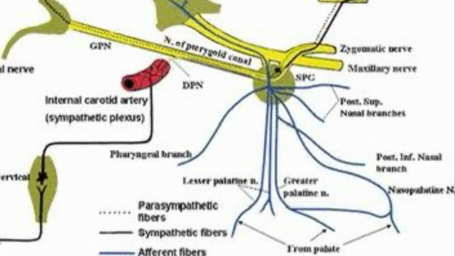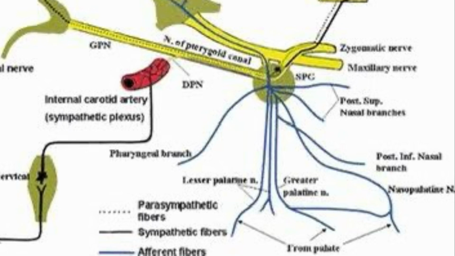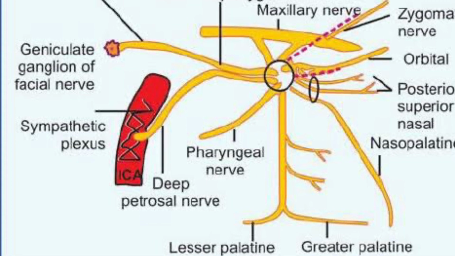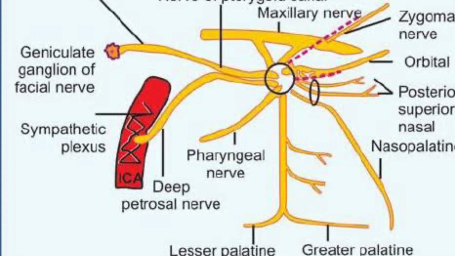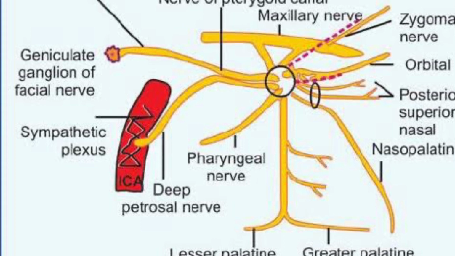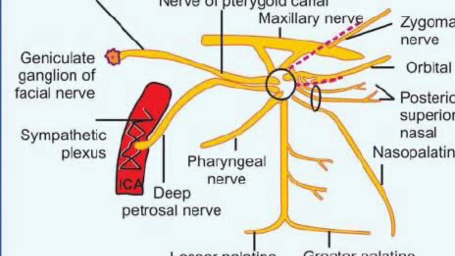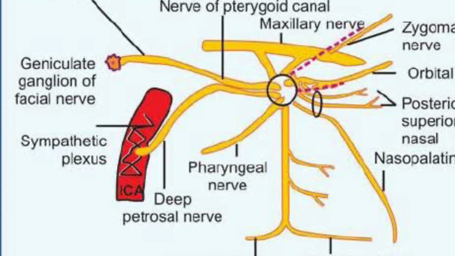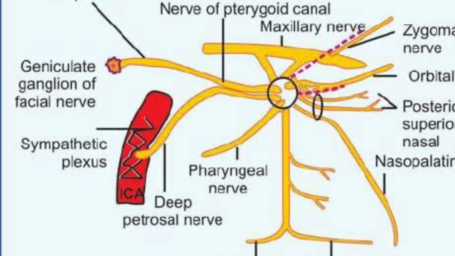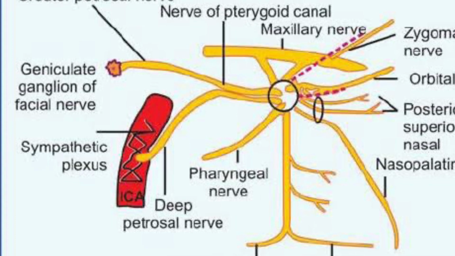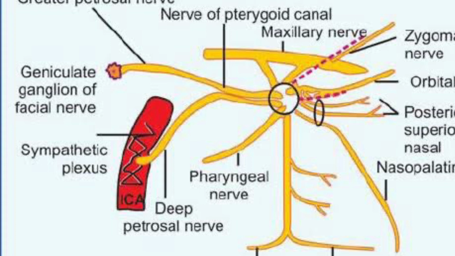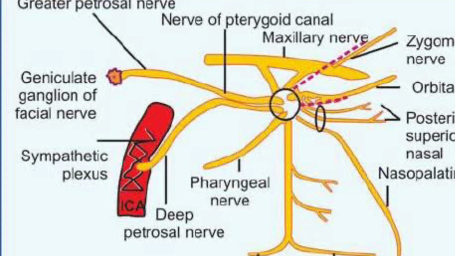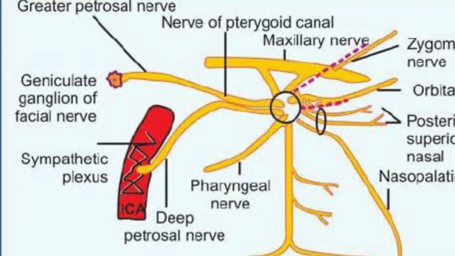Orbital sensory branches, lacrimatory, supply the lacrimal gland through the zygomatic nerve, a part of the maxillary nerve. Nasal branches are mainly the nasopalatine nerve, which is the largest branch, and the posterior superior nasal nerve, lateral branch, and posterior superior medial nasal nerve. So these are the branches which supply the sensory component of the nose.